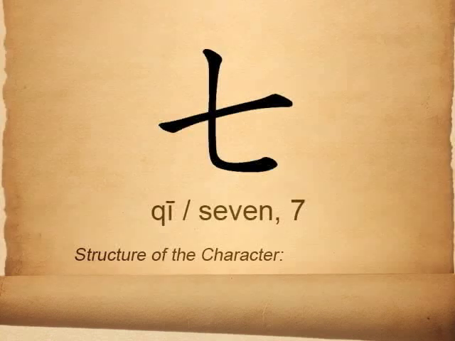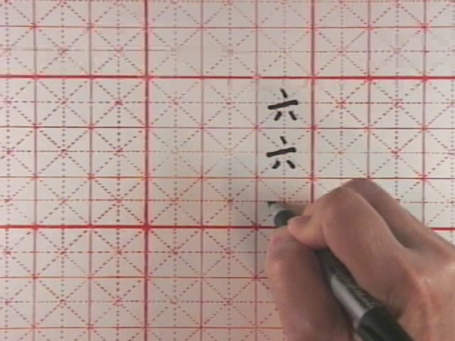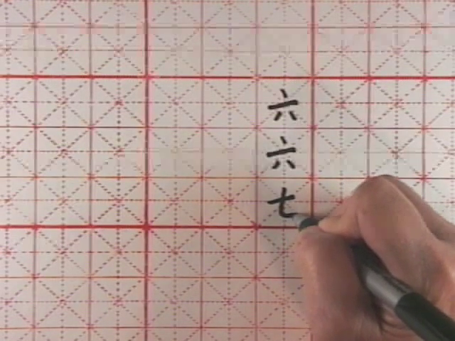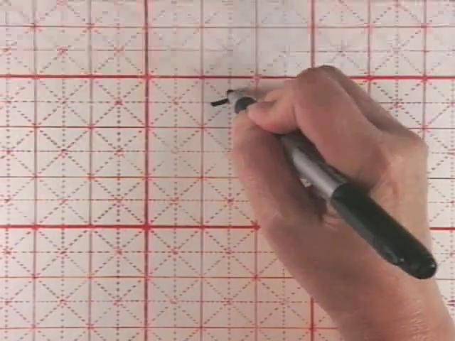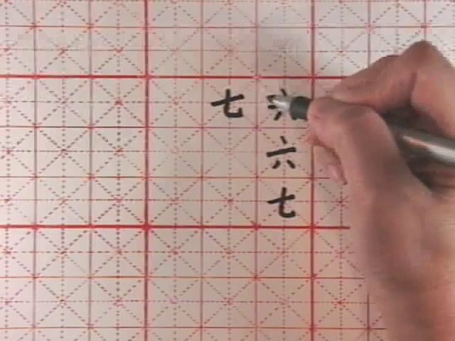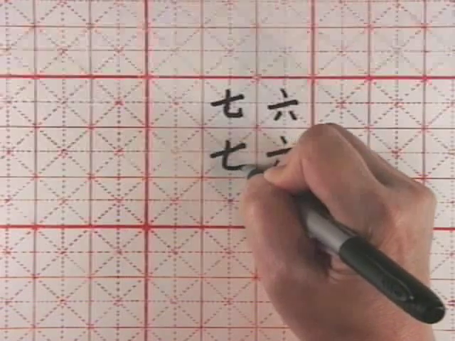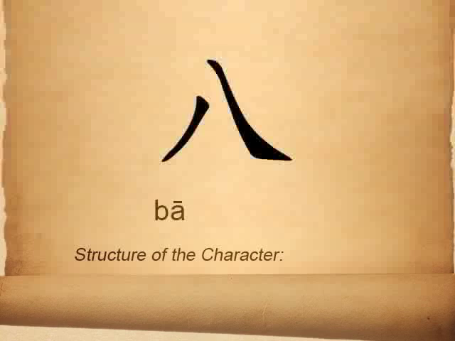Is 七 a single part or compound structure? Yes, it's single. Which stroke is first? Yes, 横, 竖, 弯, 横, 勾. Let's start again. 横, 竖, 弯, 横, 勾. Let's practice one more time. 一横，竖，弯，横，勾。Very good. Here is 八。What is 八？ Yes, 八 is 8.